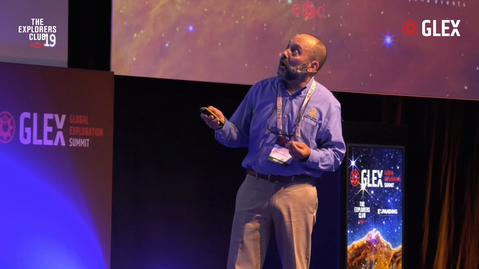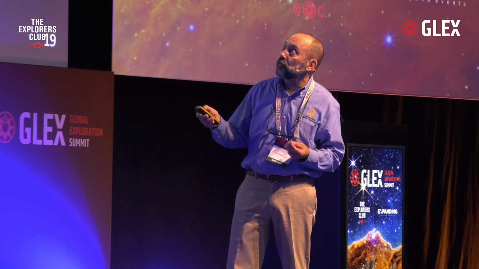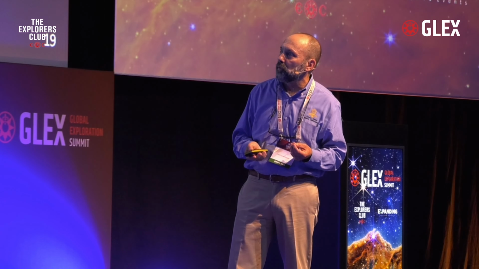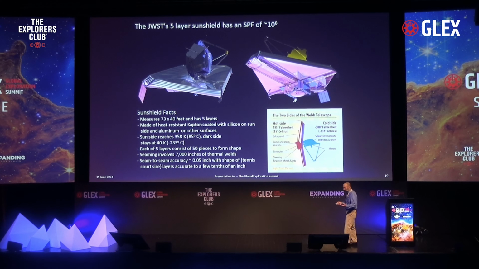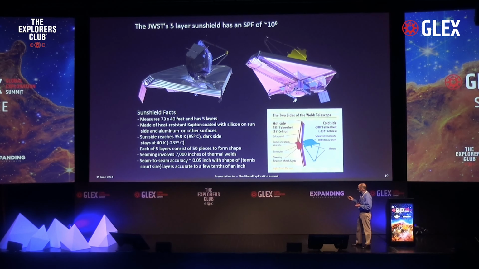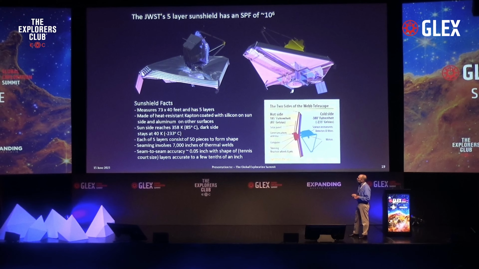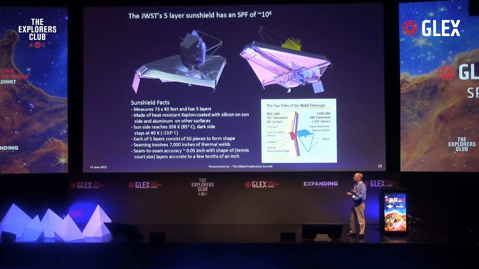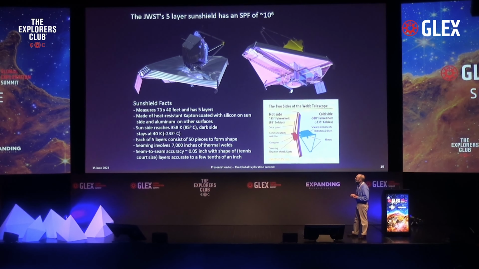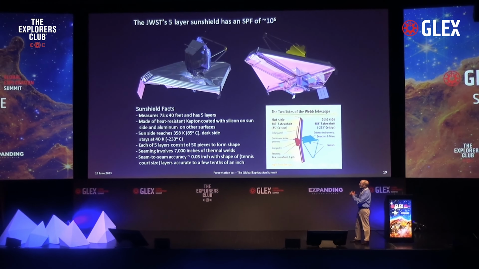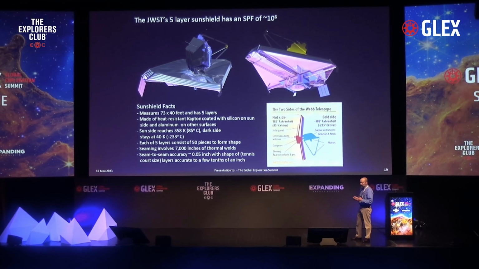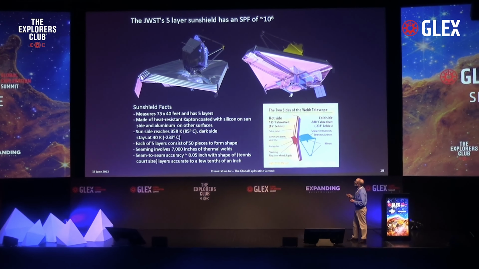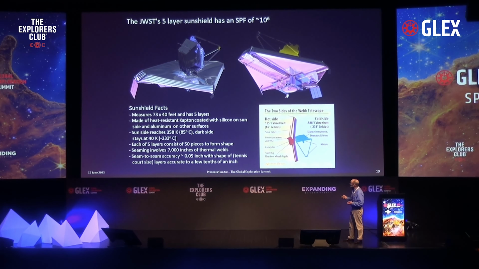The layers are not flat. They have a special curved shape that's critical to getting the SPF of 1 million. Those of you who sew realize that you cannot make something curved out of flat cloth without lots of seams. And each of these 5 layers is actually a quilt of 50 pieces involving 7,000 inches of seaming. Here it's not done with needle and thread, but rather with thermal spot welds. So building this thing was an enormous achievement, and then figuring out how to deploy it in space was even a bigger achievement, but we did get that done.